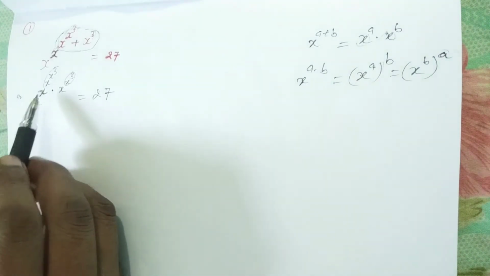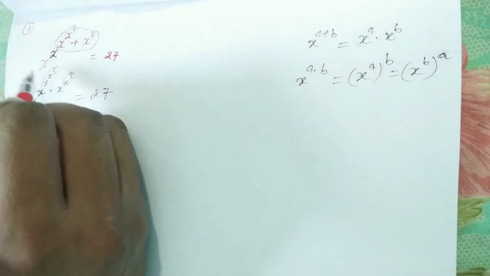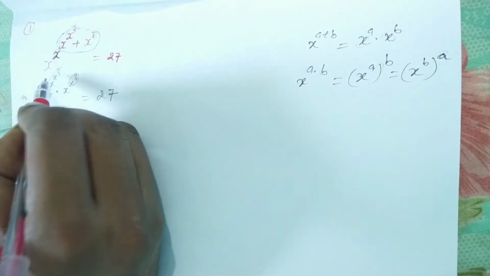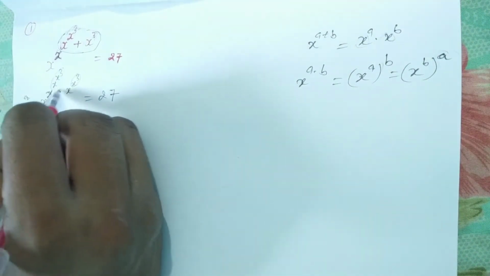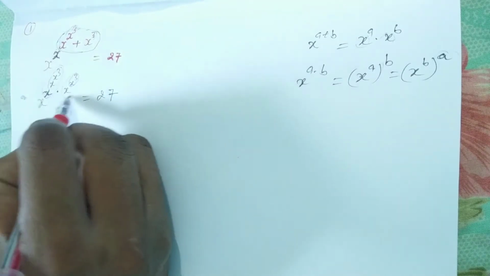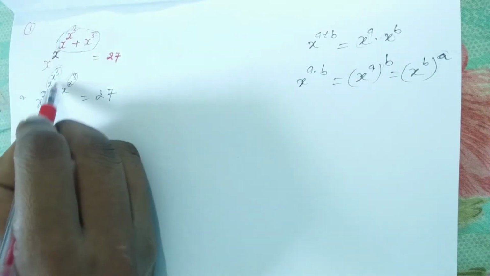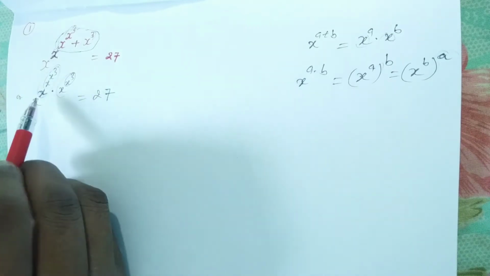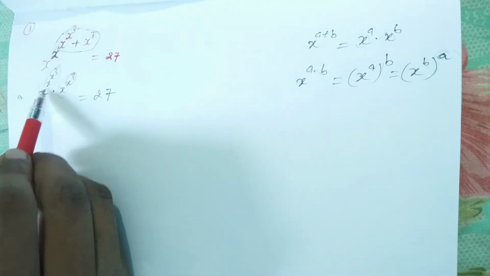So in the same way, suppose that this whole is our a, and this whole is our b. So x raised to power we have here a times b.